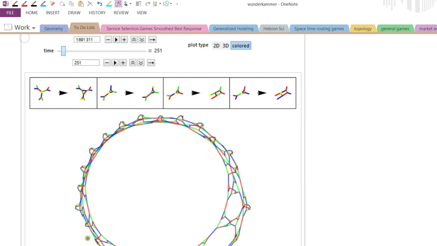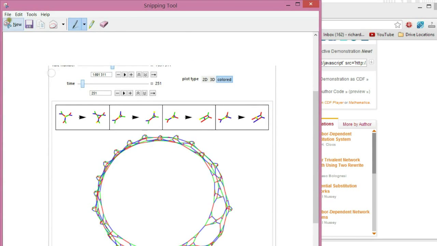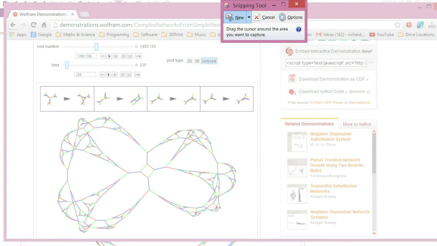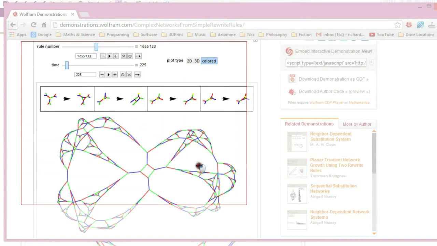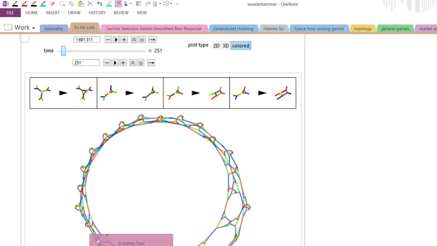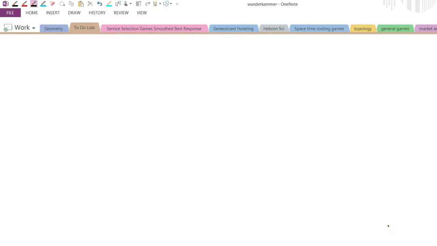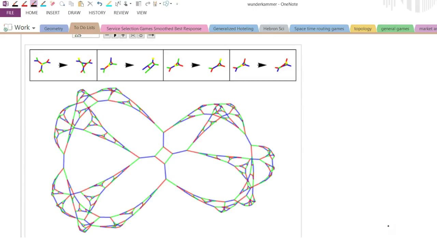Maybe this can be our last rule of the day. So let's use a snippet tool again to grab it. Make sure we get the rule number in there, and let's paste it in our document. What can we say about this? Well, it seems fractal and fairly simple, I'd say.